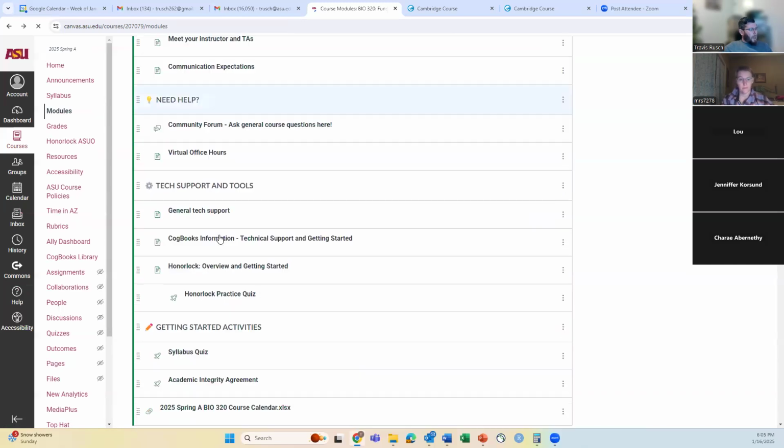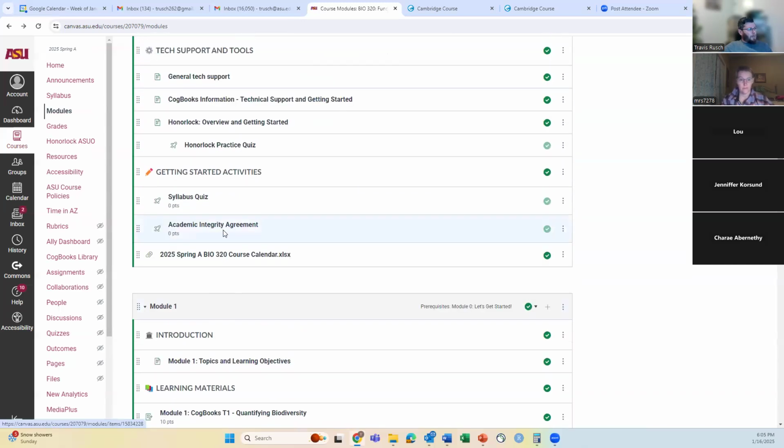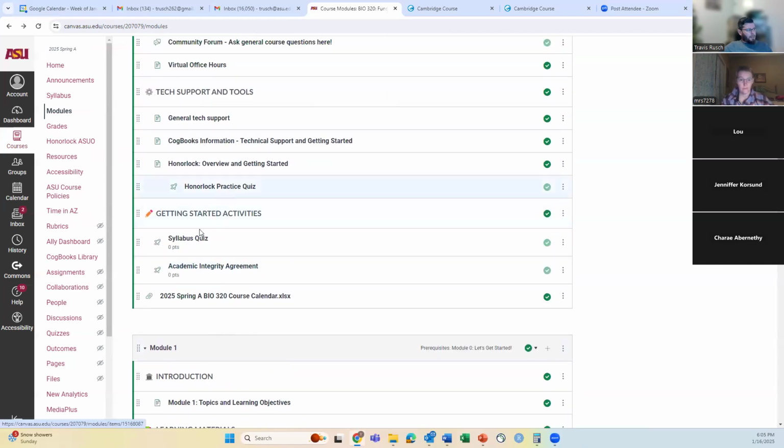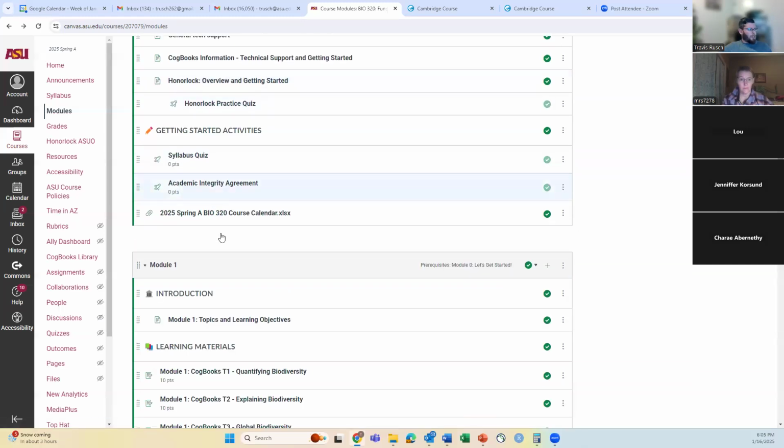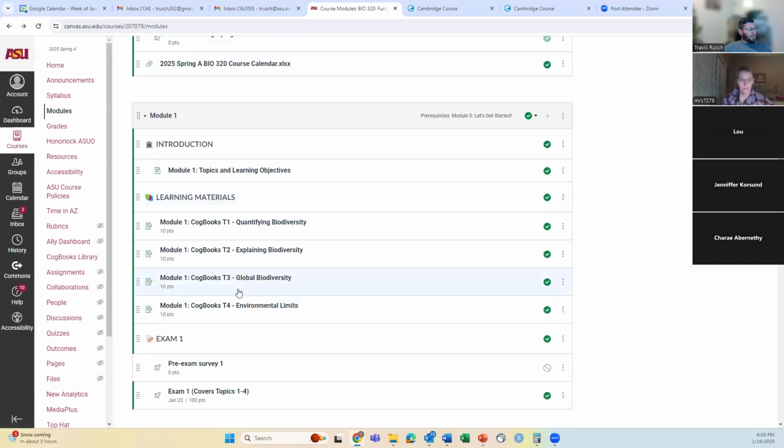All right, and if we go back, there are a couple quick quizzes like your Honorlock practice quiz, your syllabus quiz, and your academic integrity agreement. Those you have to take. They're pretty easy to pass. They don't count for any points or anything, but it's good to know that you have read the information, obviously, and then once you take those and finish this, you can open the different modules.